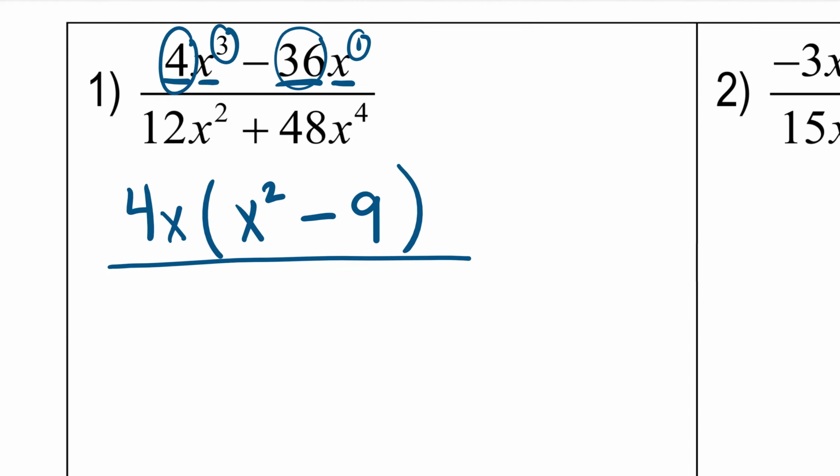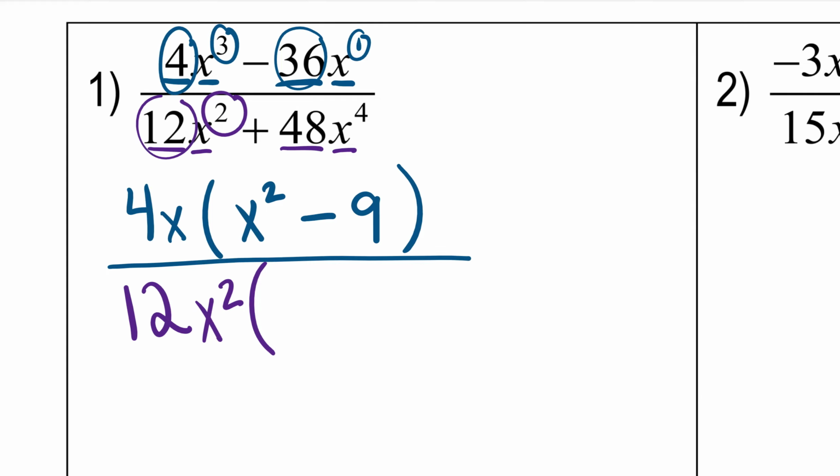Now I'm going to do the bottom. Okay? So same thing. I look for what number I can divide out of both. So I have 12 and 48. So 12 and 48 I can divide both by 12. And then I have an x in both, and my smallest exponent is 2. So I can take out 2 x's from each one. So my GCF is 12x squared. Now I divide. So I have 12 divided by 12 is 1. If I have 2 x's here and I take away 2, I don't have any.